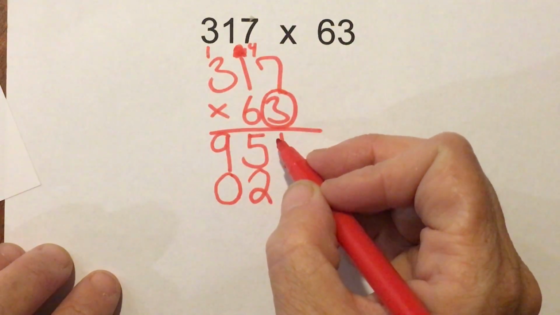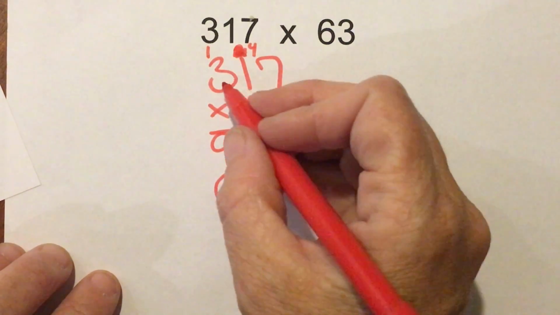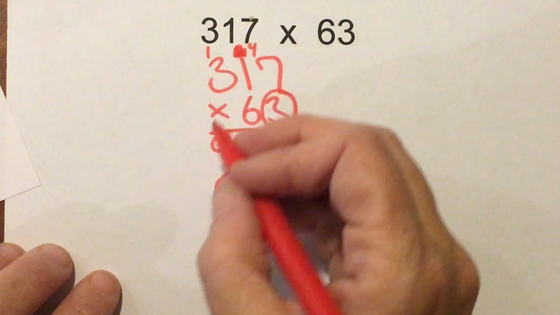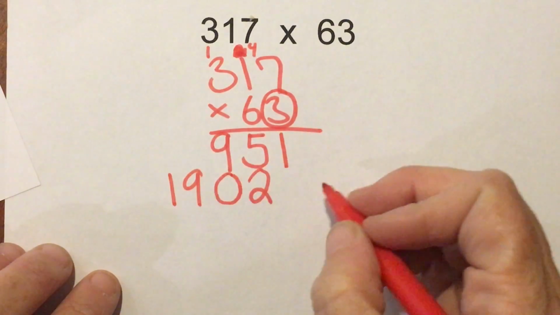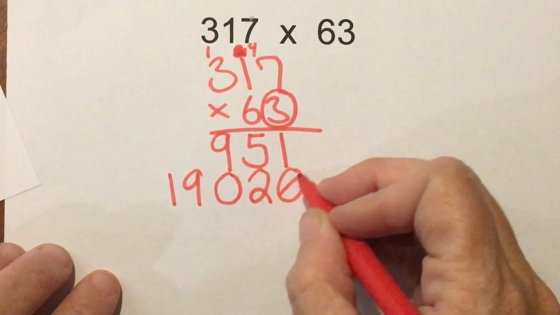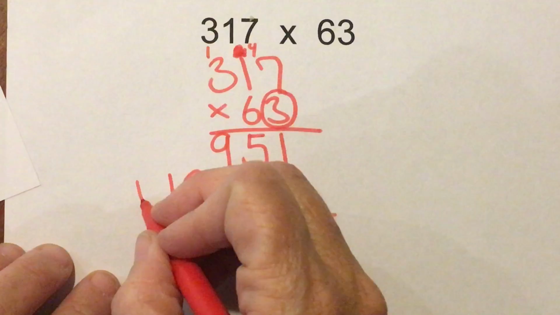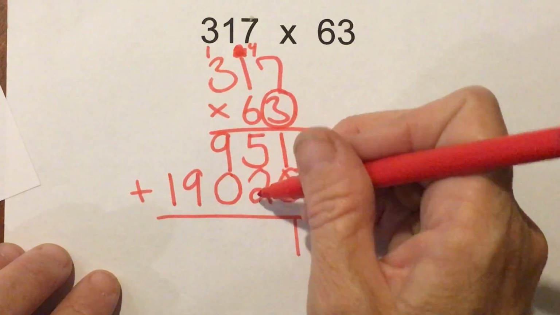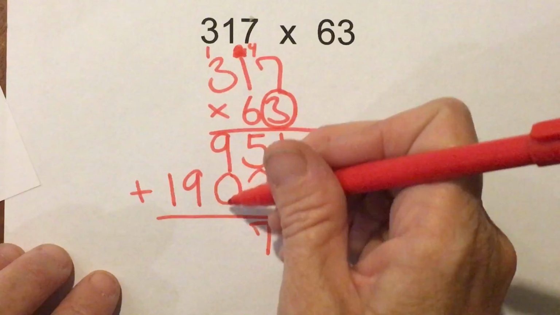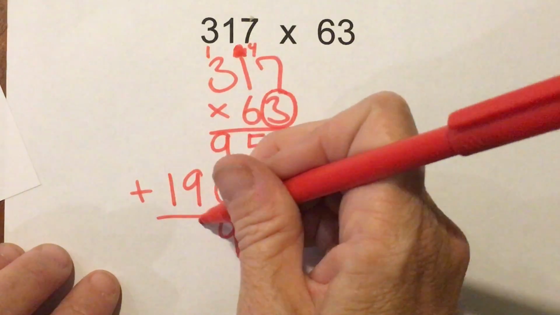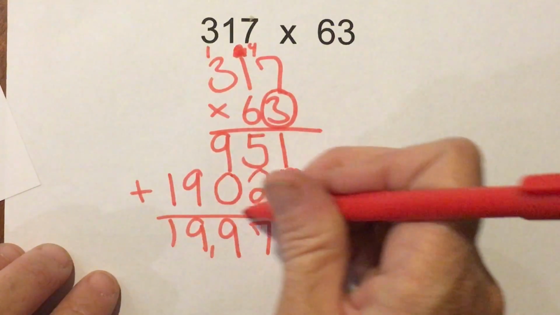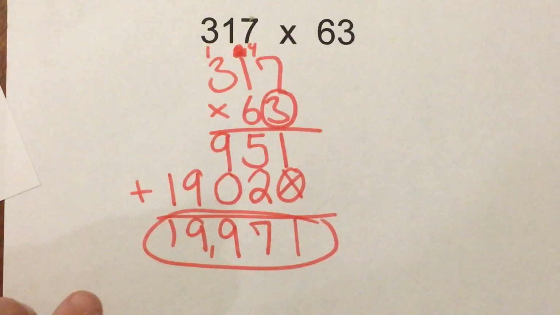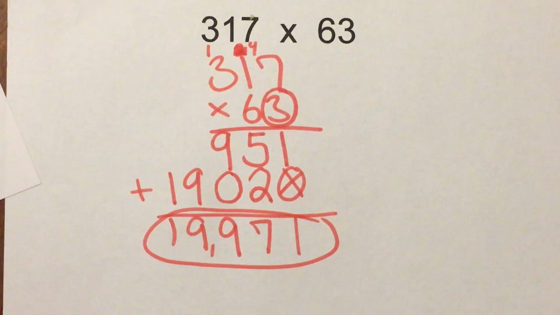I'm going to carry my 1 there. 6 times 3 is 18, plus 1 is 19. And this empty spot, we fill it with what we call a placeholder. So I have 1, 5 plus 2 is 7, 9 plus 0 is 9, I have 19,971. Okay, I worked this one out ahead of time too.